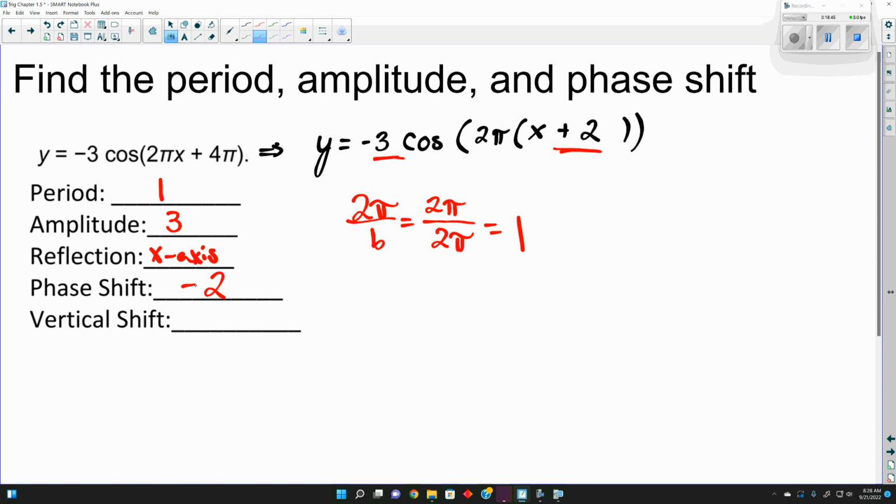And what's the vertical shift? None. Because for us to have a vertical shift, we have to have something added or subtracted onto the end. And that's it. Questions on this here?